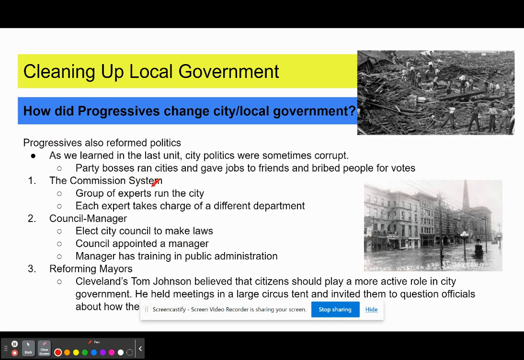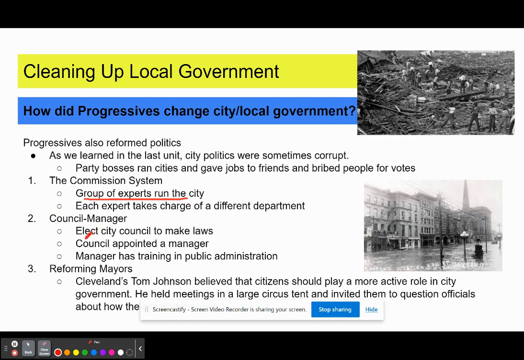One would be the commission system. Instead of having a party boss run the city, they had a group of experts run the city. Each expert takes charge of a different department. So you have different departments in your commission system, and each person at the head of each department knows about that particular thing, like the head of water is an expert in water safety. An expert in crime prevention would manage the police department. So you have experts, not just a friend of a political machine.